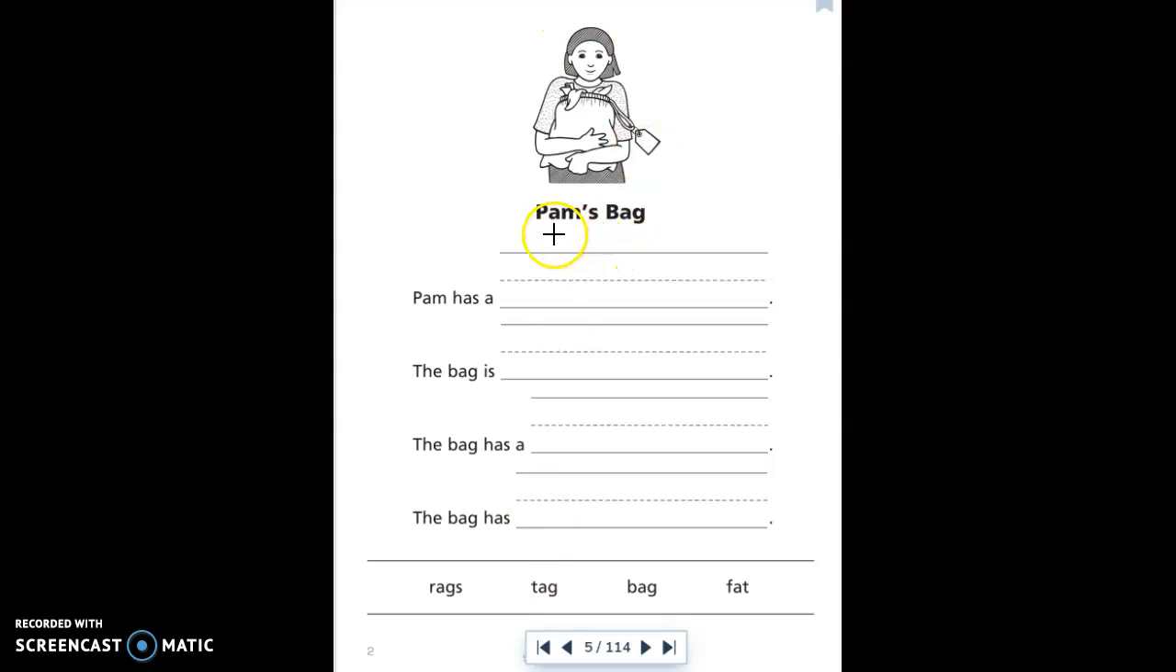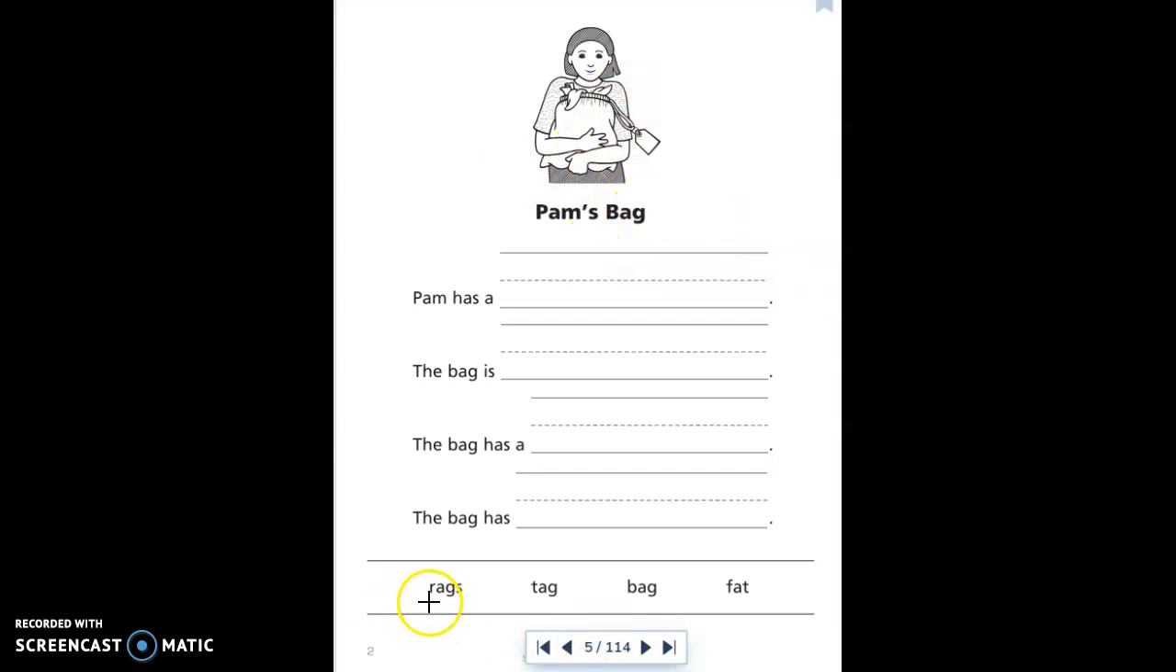So the name of this little text is called Pam's Bag, P-A-M-S, B-A-G, bag, Pam's bag. So down here at the bottom, we have the words that we can choose, and we have 1, 2, 3, 4 sentences. We're going to read the sentences and pick the word that goes best. So Pam has, well, what does she have? We know she has a bag.